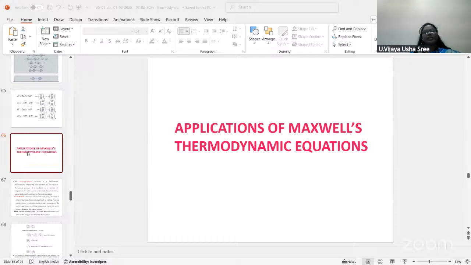Today our class is on applications of Maxwell's thermodynamic equations. We have two types here. One is Clausius, and another one is the Joule-Kelvin effect. These we are taking as applications of Maxwell's thermodynamics.